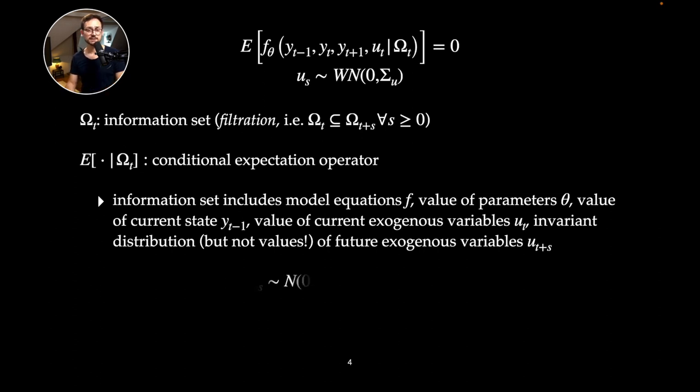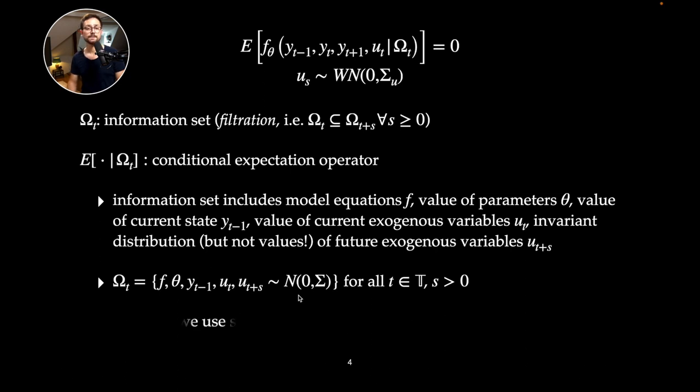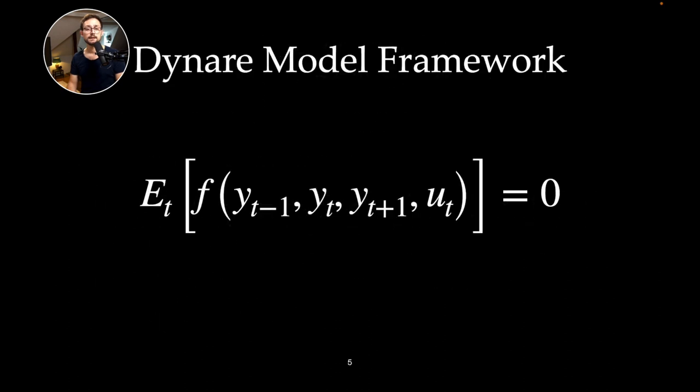So this is in my information set: the model equations, the parameters, the current state, current shocks, and the distribution of future shocks. And typically, instead of writing this expectation conditional on this filtration set, we just use shorthand notation, expectation, and we index the period at which we form expectations with a t or t minus 1 or t plus 1. So Dynare's model framework, in shorthand, which is what we would typically write in a paper, is written like this. But let me be a bit more precise.